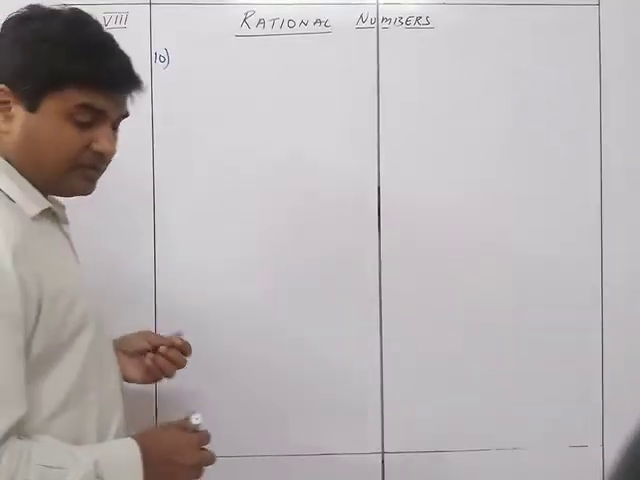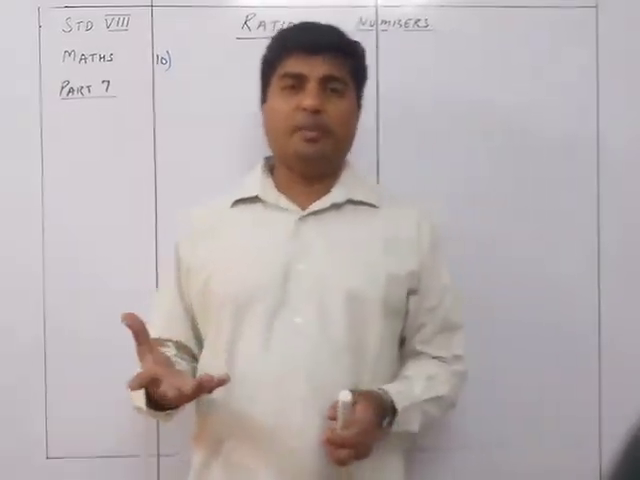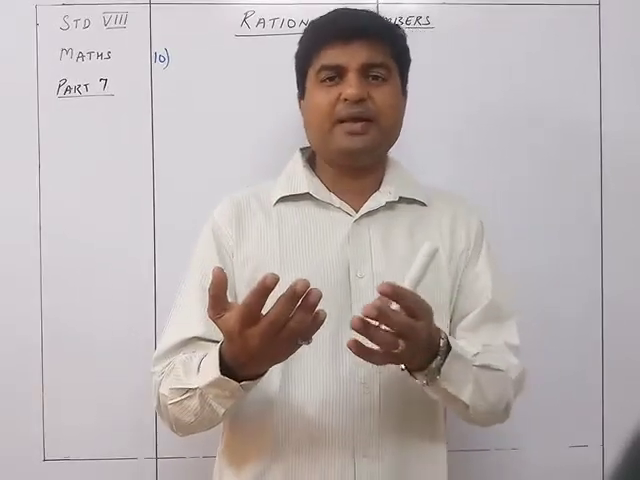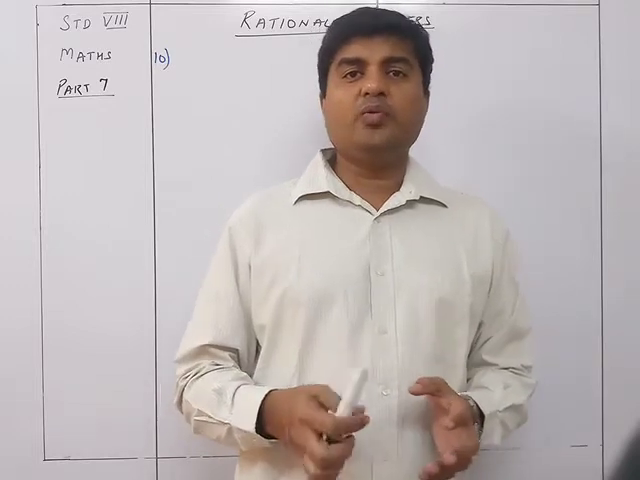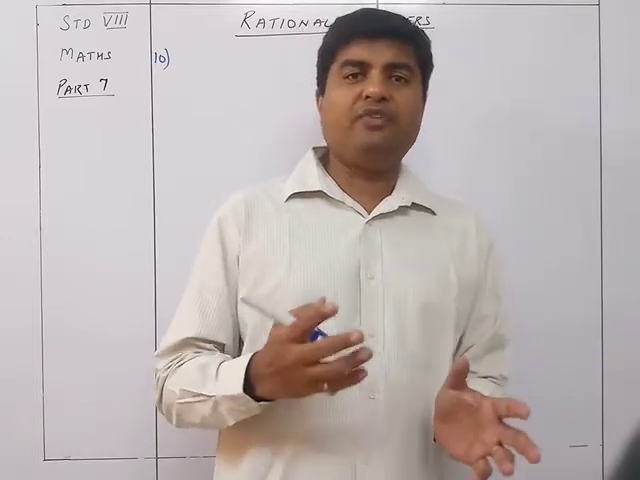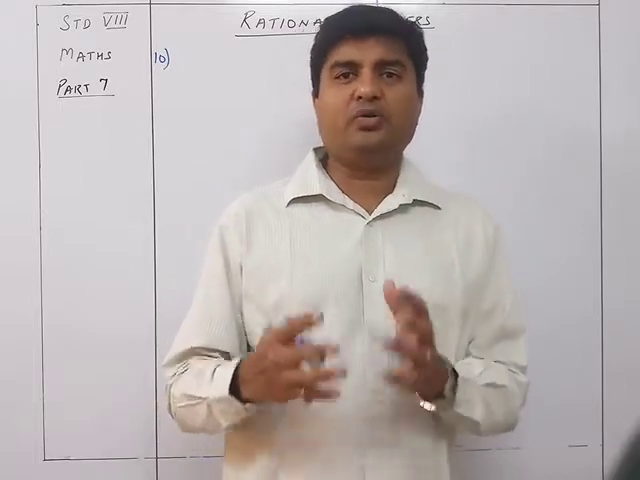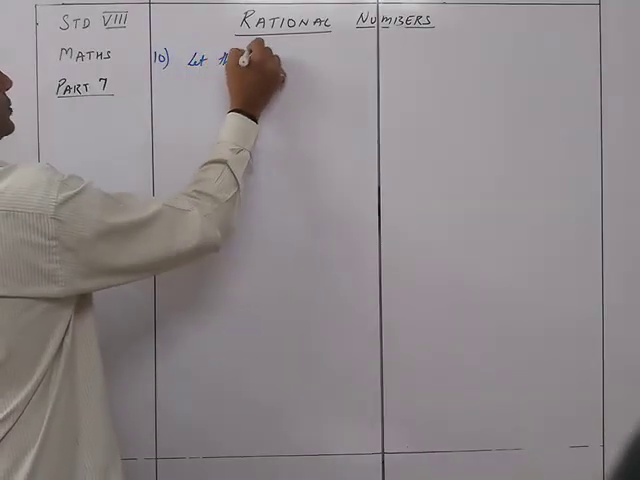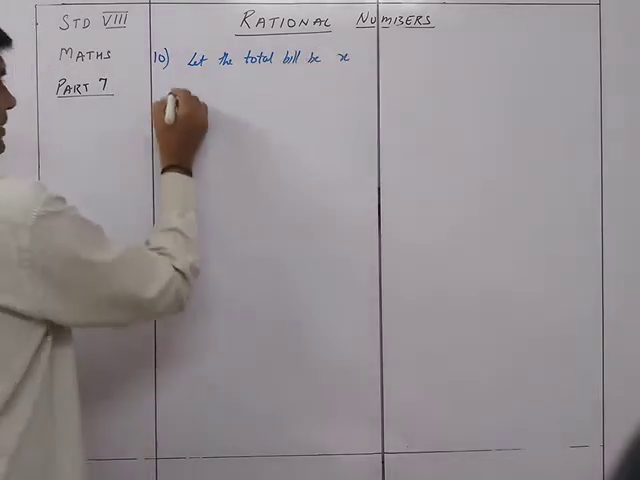So first of all, there are two methods of doing this. Either you can take the total amount to be 100, or you can take it as X. It's your choice. I think now you are grown up enough to take X rather than 100, because 100 will be too simple, and you need to enhance your knowledge about this. So I think you should take X. So we'll take, let the total bill be X.